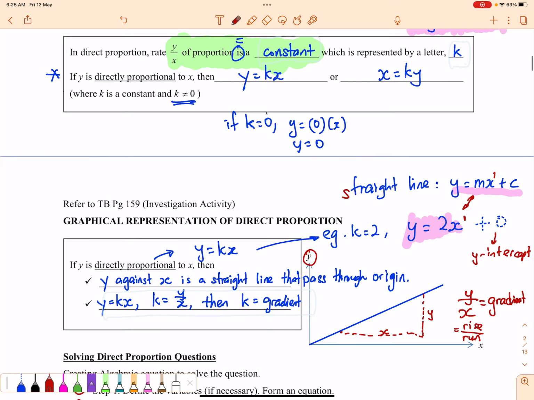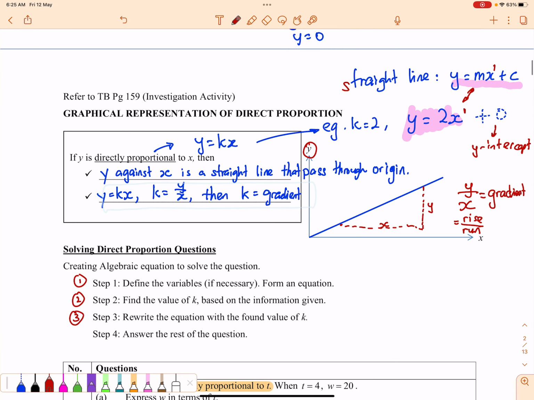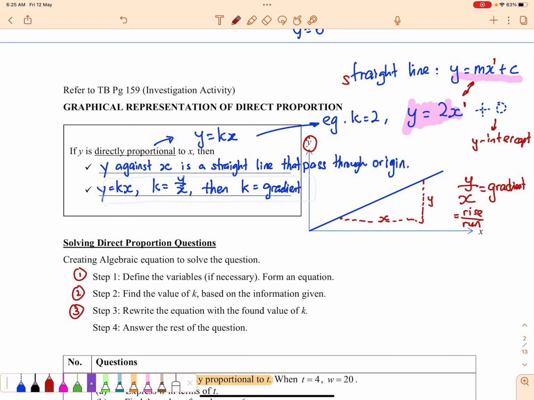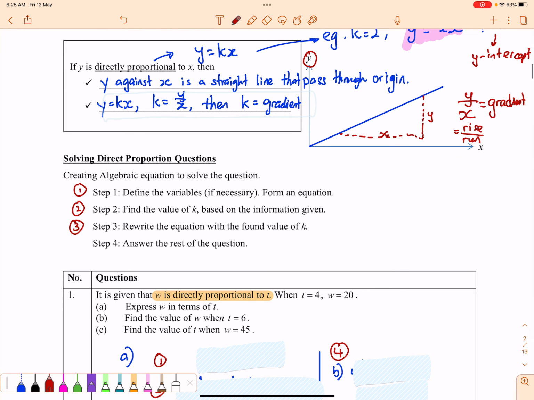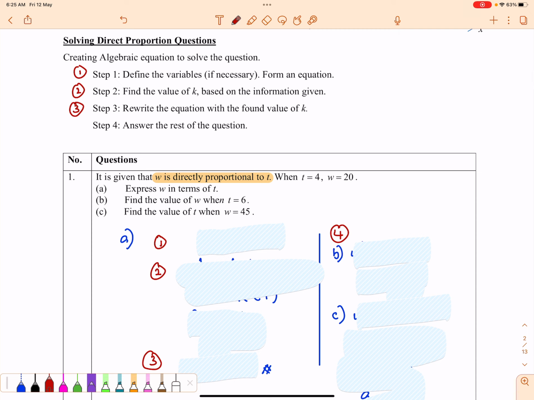Alright, so let's go through the idea and use this idea to solve questions, right? Because we want to understand how this helps us to solve some questions. So we will go through the steps in the question itself. Now, step number 1, it says I want to define the variable if necessary, and I want to form an equation. So let's look at the question itself.